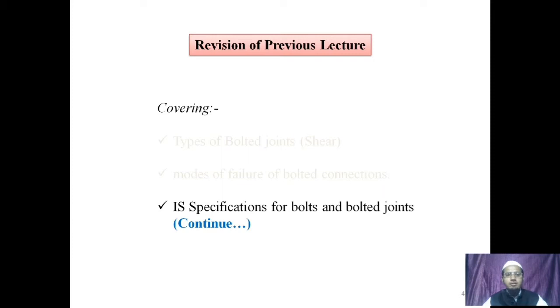And we were on specifications for bolts and bolted joints, in which we have already discussed pitch and gauge distances, their definitions and specifications. We will continue our discussion on specifications for bolts and bolted joints.